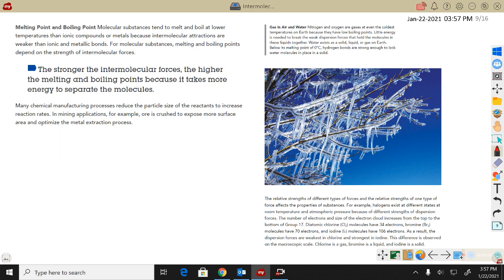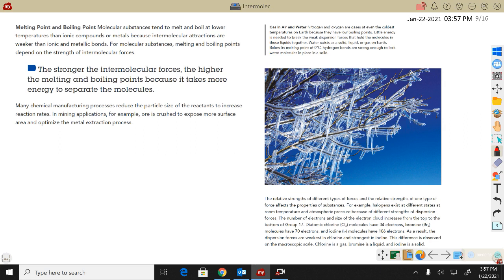Melting is the change from a solid to a liquid. And so yeah, if the particles have stronger intermolecular forces, it's going to take more energy to separate them. Same thing with boiling point, going from liquid to gas. If the intermolecular forces are stronger, the particles are more attracted to each other, I'm going to have to add more energy to separate the liquid particles so they can fly off into the gas phase.